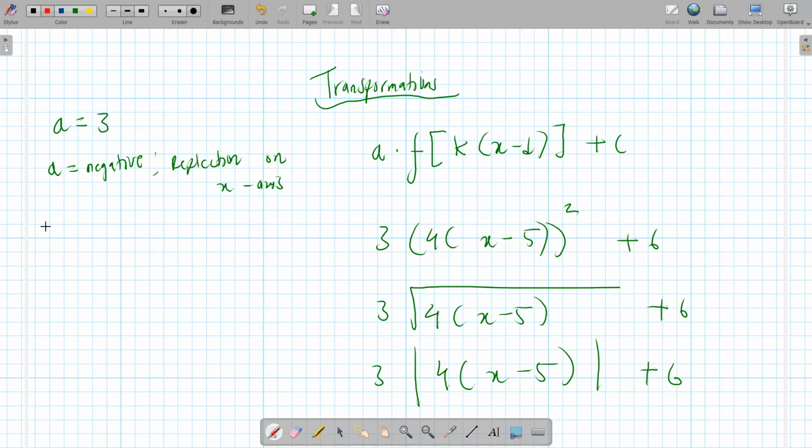And if the absolute value of a, you know what that means, right? If it's a negative number, just make it positive. If the absolute value of a is greater than 1, it's a vertical stretch. If the absolute value of a is less than 1, it's a vertical compression.